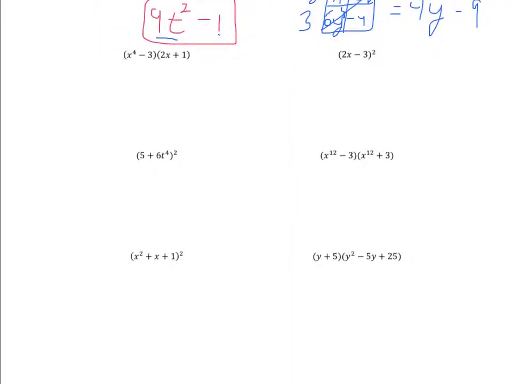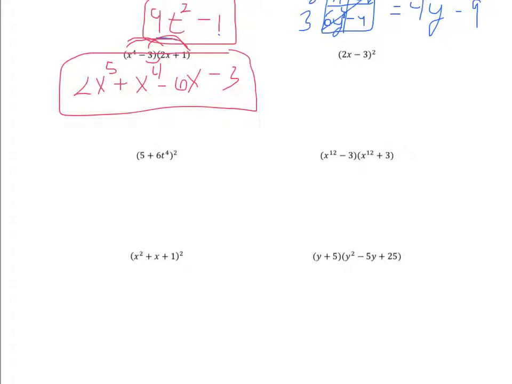Now, this next one is not specifically conjugates or a special product, but we are going to go ahead and multiply this out. So I'm just going to FOIL this one. So here, if we have x to the 4th times 2x, that's going to be 2x to the 5th. Outside, x to the 4th times 1 plus x to the 4th. Inside, negative 3 times 2x is negative 6x. And then finally, negative 3 times 1 is negative 3. Nothing to combine as far as like terms are concerned, so that's what we have right there.